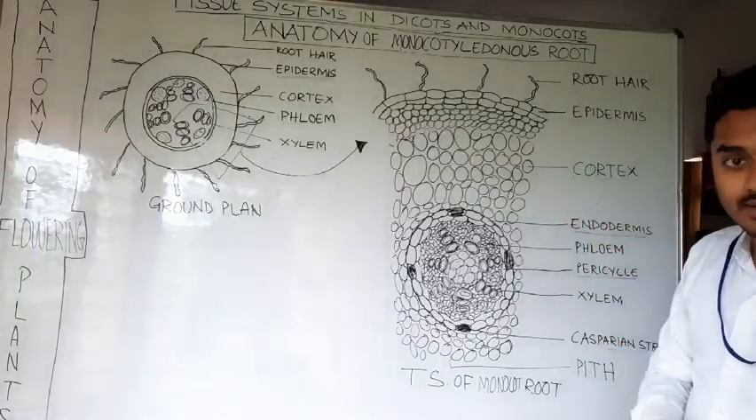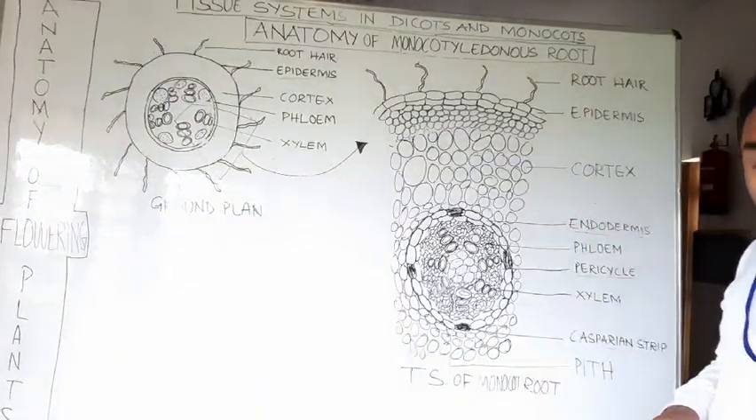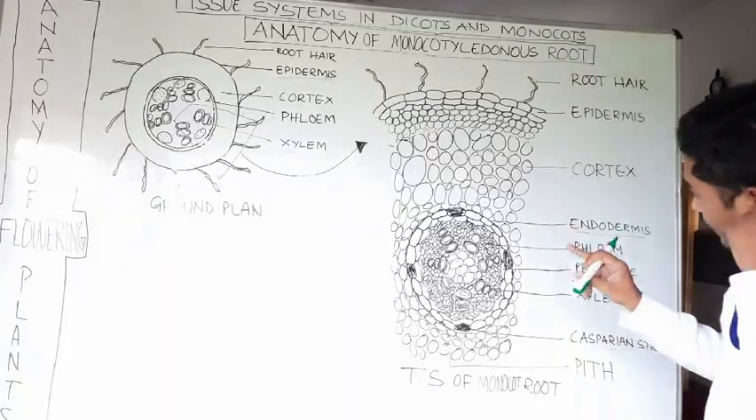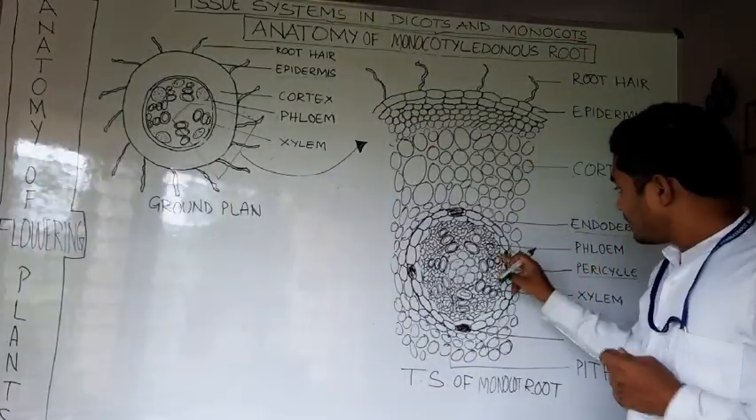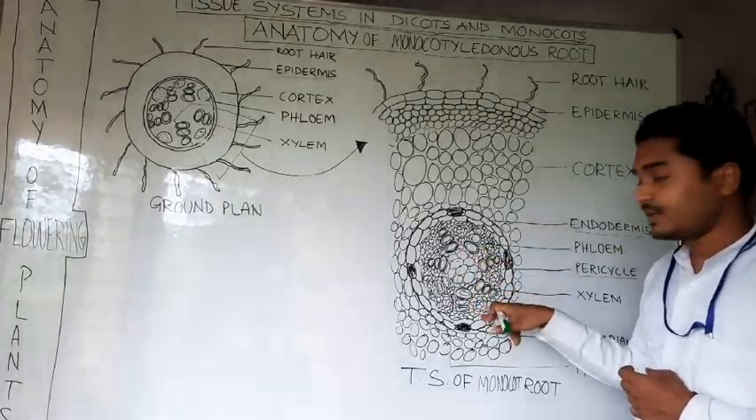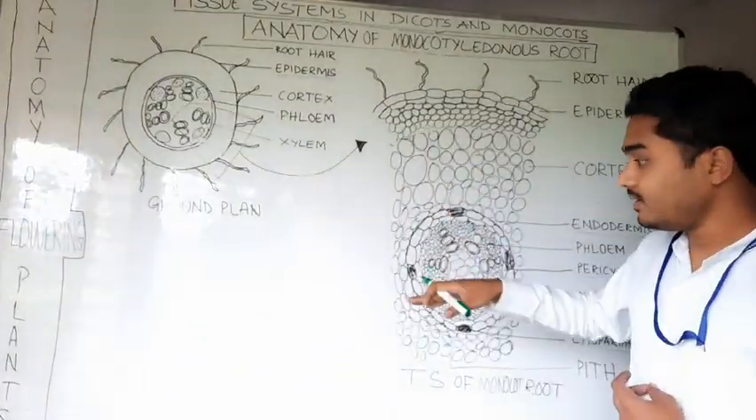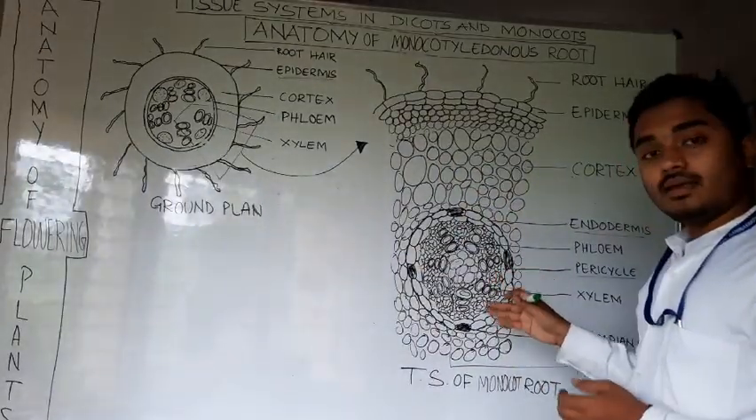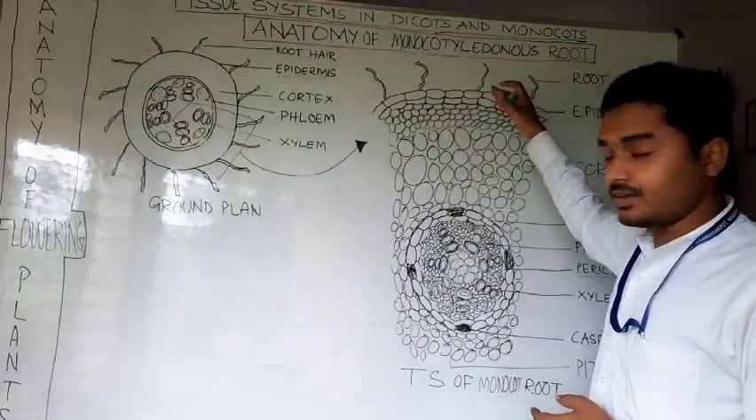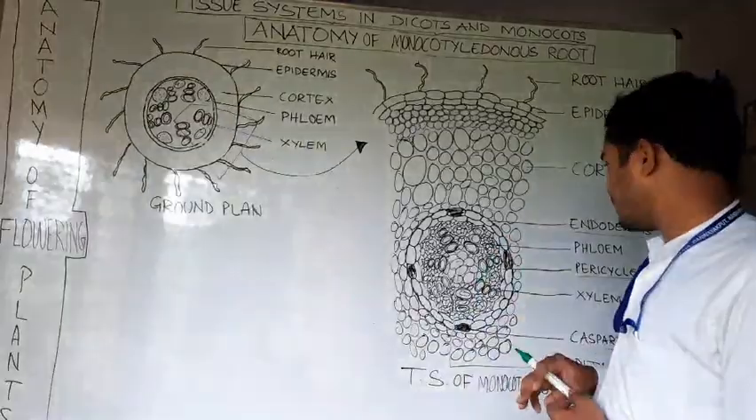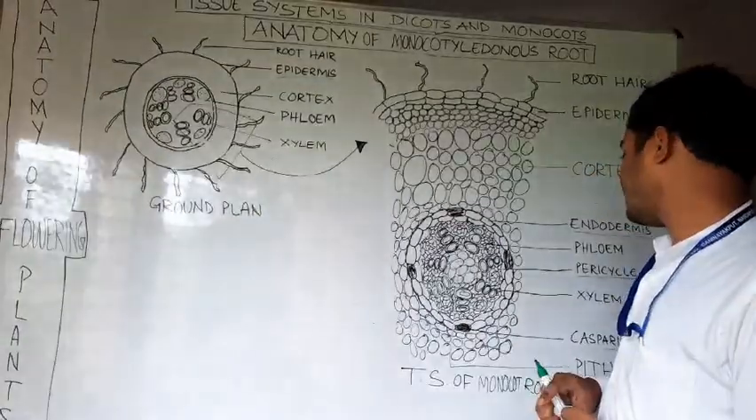It gives rise to lateral roots but not to vascular cambium. That's why secondary growth is absent in monocot roots. And next, the pith is well developed. Xylem and phloem are present in more than 6 patches. They are in polyarch condition and exarch in nature. That is, protoxylem towards the periphery or epidermal region, and metaxylem towards the center or the pith region. So this type of arrangement is the exarch condition.